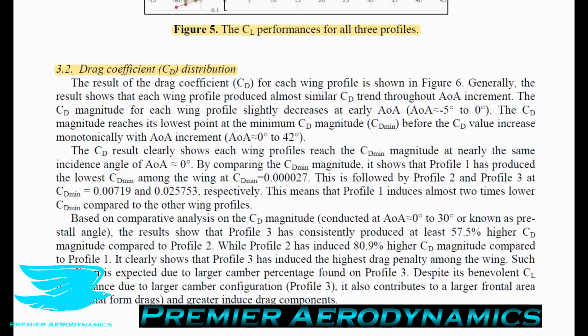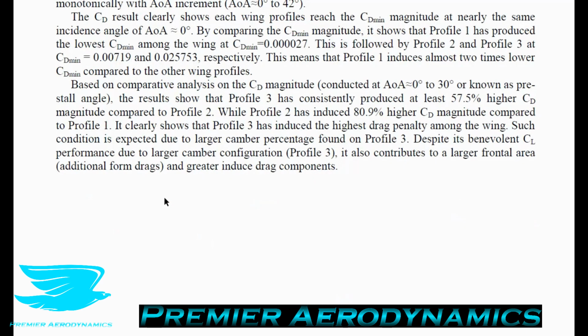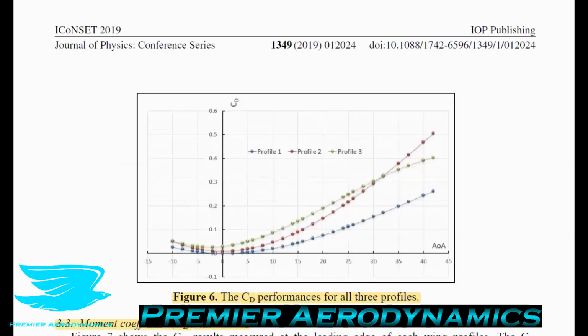So with the drag coefficient, which is now my favorite, I'm a specialist in drag coefficients. In Figure 6, they have the drag coefficients plotted for each of the three wings. And they say that generally each wing profile produced similar drag coefficient trends throughout the angle of attack range. The drag coefficient for each wing profile slightly decreased at low angles of attack, between -5 degrees and 3 degrees, which is very common for airfoils. That's where you're going to get the lowest drags. For positive angles of attack, the drag coefficient increased monotonically with the angle of attack, which makes sense.